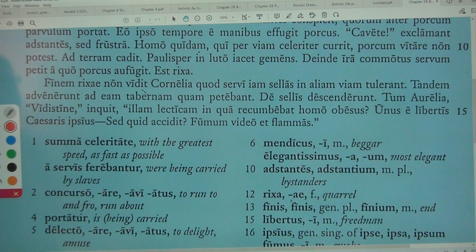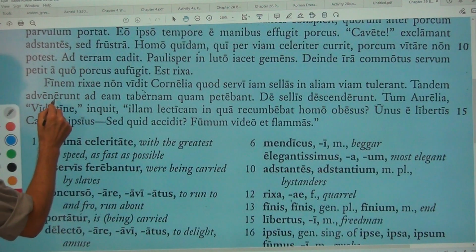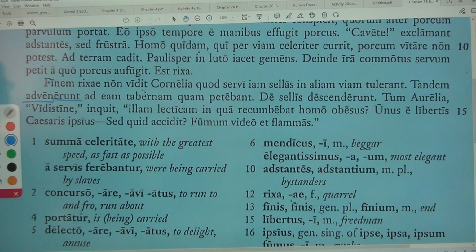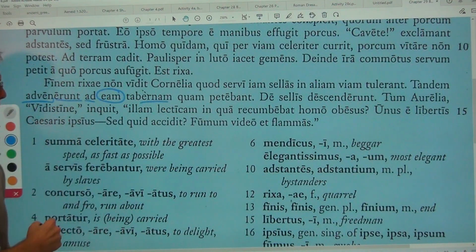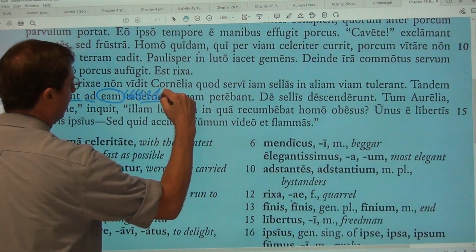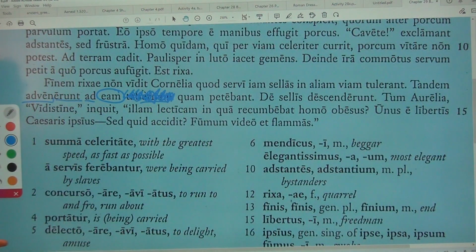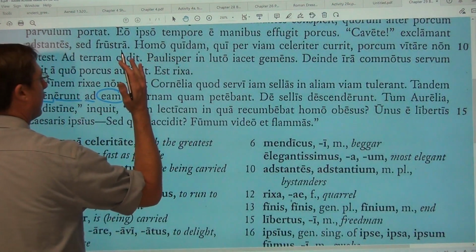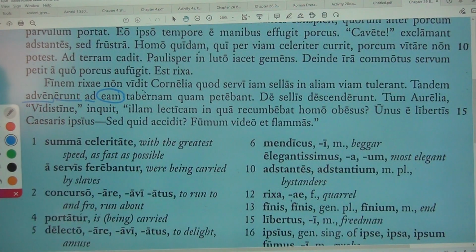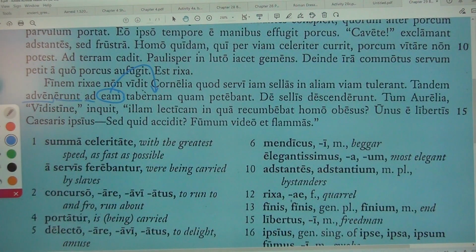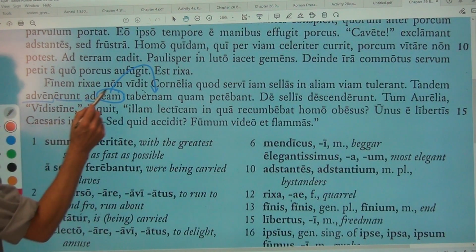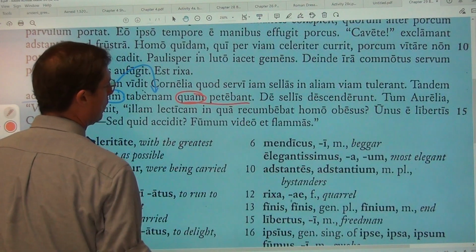Tandem, at last, advenerunt. They arrived, they did arrive, they have arrived, they have come to the shop. Now, again we see eam. If it were just eam, it would be the regular old personal pronoun from is, ea, id, to it, to her. But because it is modifying tabernam, it is going to be the equivalent of the demonstrative. So you can have it as the equivalent of hic, haec, hoc, to this shop, or ille, illa, illud, to that shop. And it is the shop, quam, which they were seeking.